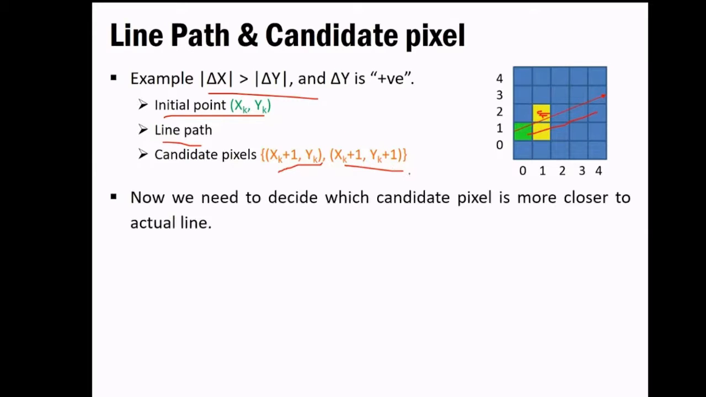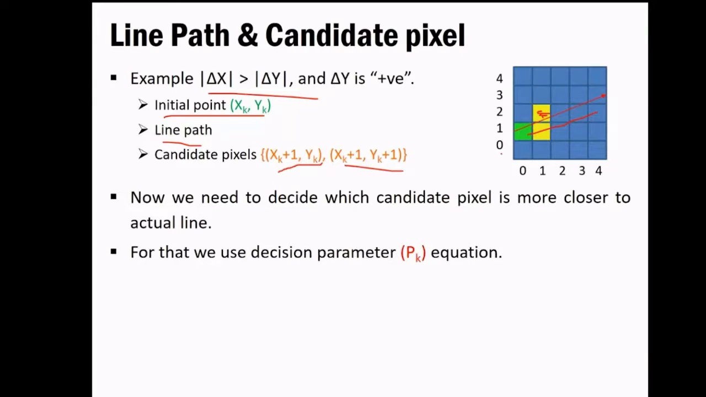Okay, so before getting to this thing, we'll be using this now. What it says is that we need to decide which candidate pixel is much closer to the actual line. So this is our line, and we need to decide which is the best one that we could choose for the intermediate point. If we get this information, we can easily do our processing.